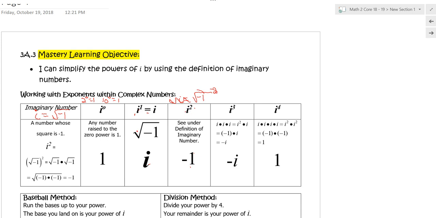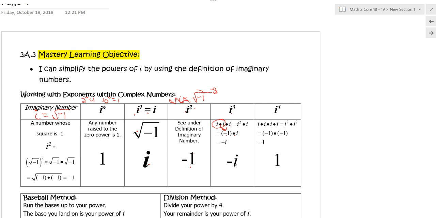i to the third is i times i times i. Well, we just saw that i squared, or i times i, is -1. So I have -1 times i, which is just -i. So i to the third is -i.